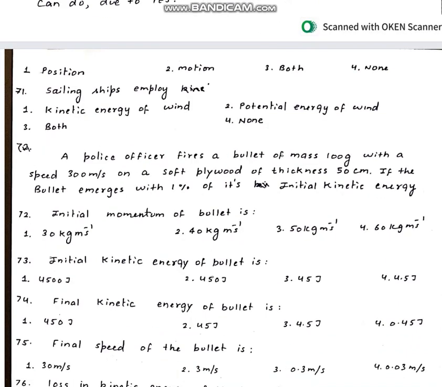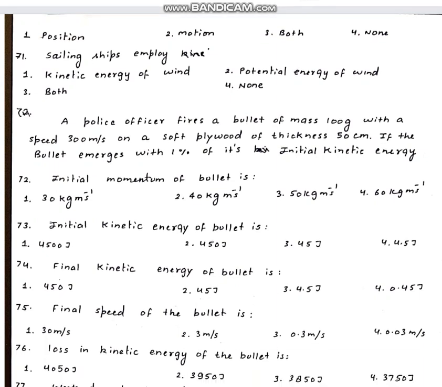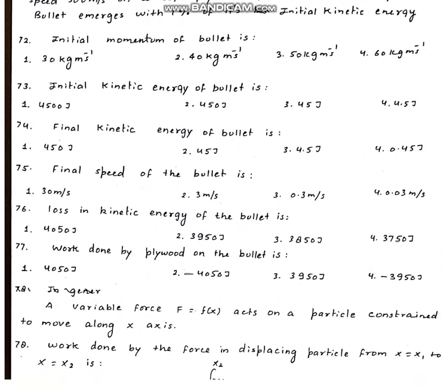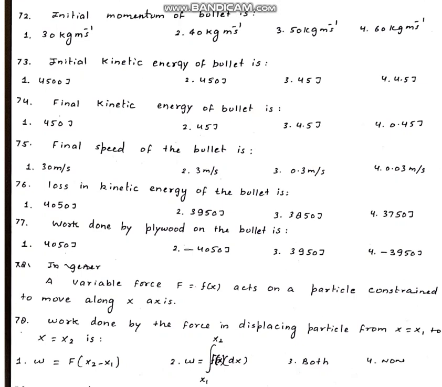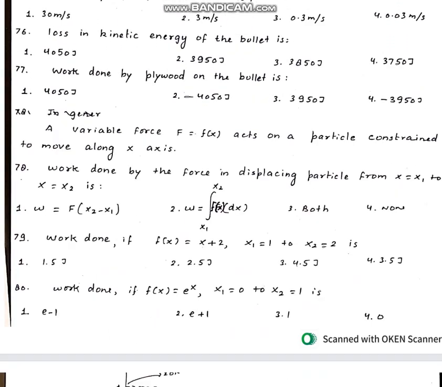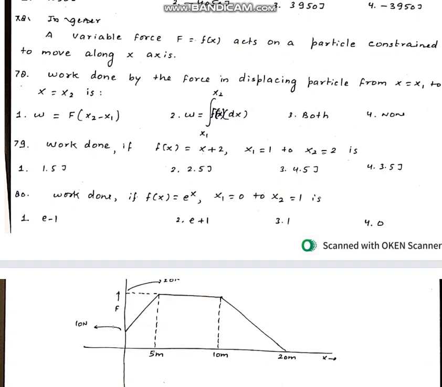Then we need to find the kinetic energy of a body. Then we need to find a question based on police officer, and we need to find initial momentum, initial kinetic energy, final kinetic energy, final speed, losing kinetic energy, work done by plywood on the bullet.